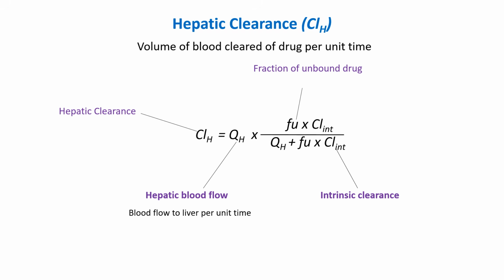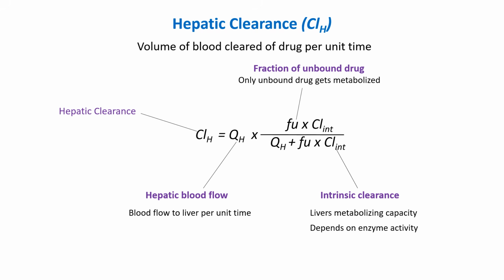Intrinsic clearance is the liver's inherent ability to metabolize a drug independent of the blood flow. It depends on enzyme activity of the liver. Fraction unbound is the proportion of drug that is free or not bound to plasma proteins. Only the unbound drug is available to pass through the liver cell and undergo metabolism.